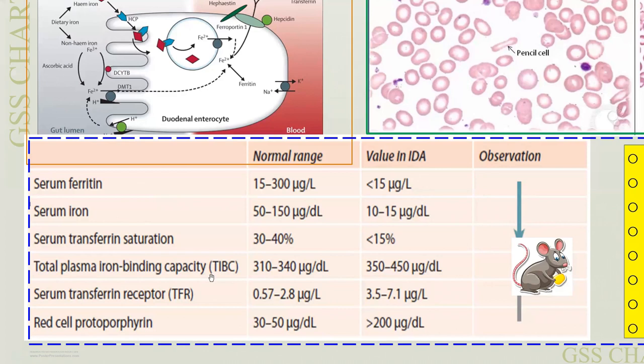Total iron binding capacity is increased. Transferrin receptor is increased. Red cell protoporphyrin is increased. Whereas the serum transferrin, serum iron, and serum ferritin are all reduced when compared to the normal values. So I hope you people will be able to answer all these things. What else is left?